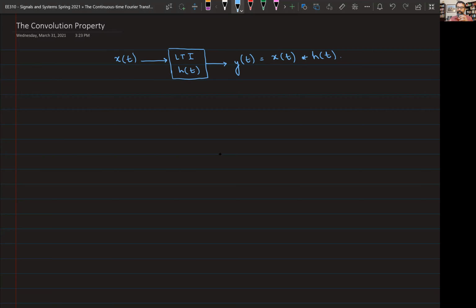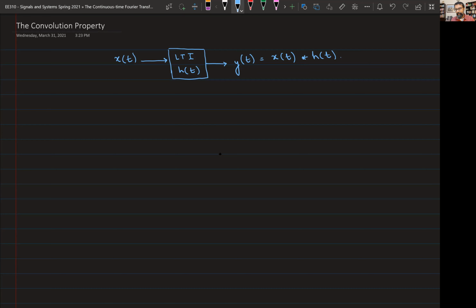So the question we want to ask here, as far as the Fourier transforms are concerned, is I know that in the time domain, there is a relationship between the input and the output. And that relationship is the convolution relationship, in the sense that the output is the input convolved with the impulse response of the LTI system, right? We want to determine the same relationship between the Fourier transforms of the input and the output, right? So that's what this convolution property is about.